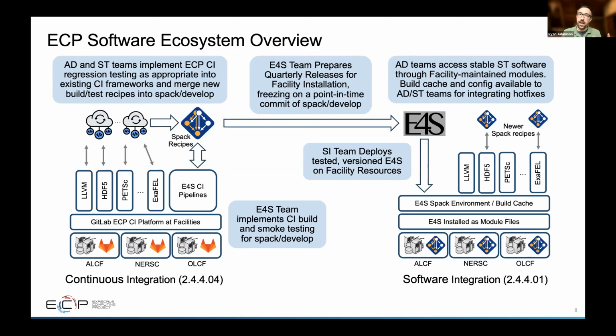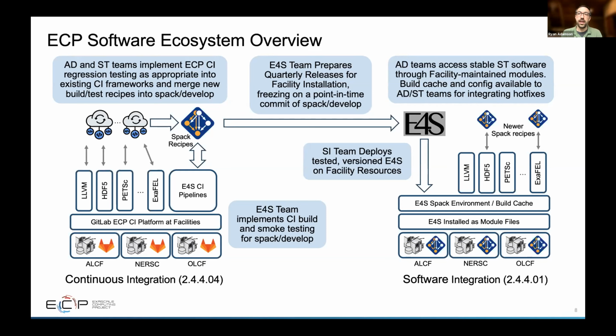But at the end of the day, when an ST team or an AD team is ready for their product to be packaged up into Spack, they create the right build recipe for themselves to get thrown into the Spack develop branch. Spack and the E4S team do their own, of course, build testing, smoke testing. A lot of that is done either in AWS or Livermore or on Frank at the University of Oregon. And then assuming that everything passes, that gets pushed forward through the Spack develop branch.